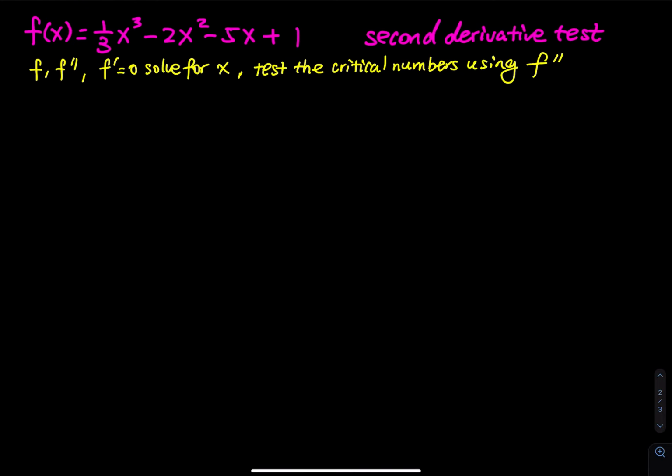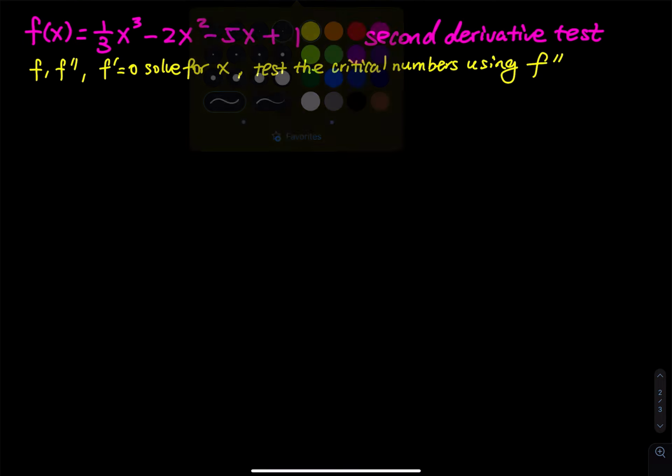Second derivative test. So we have a function f of x equals one third x to the third minus 2x squared minus 5x plus 1. For the second derivative test, the procedure is written in the second line. First of all, we need to find f prime and f double prime. I clearly missed a prime right here.